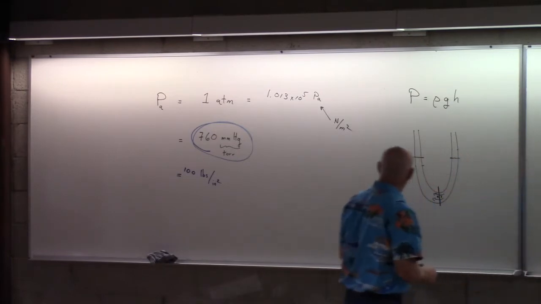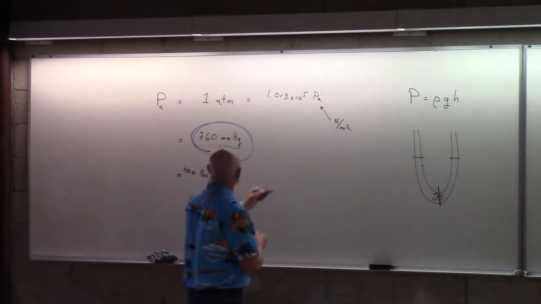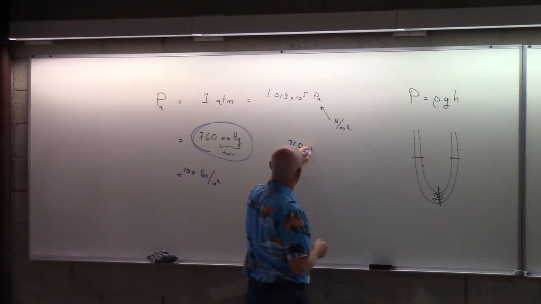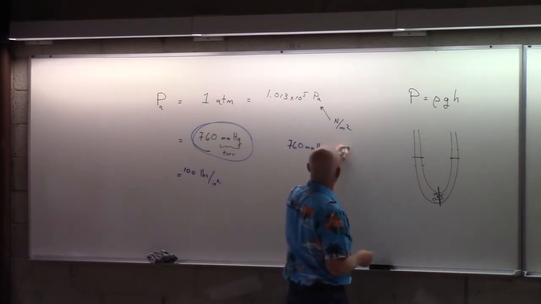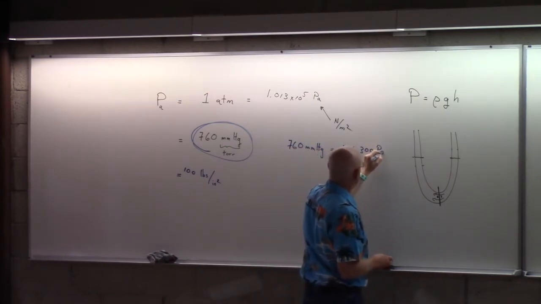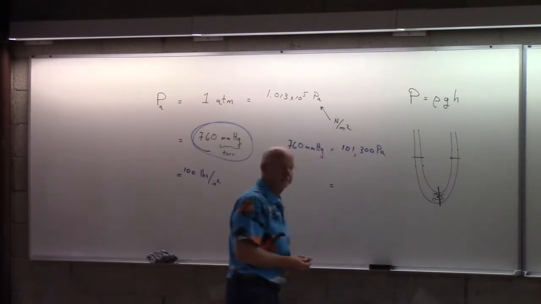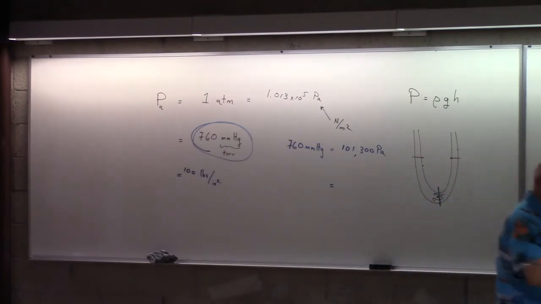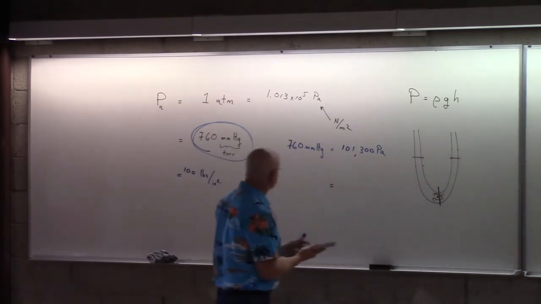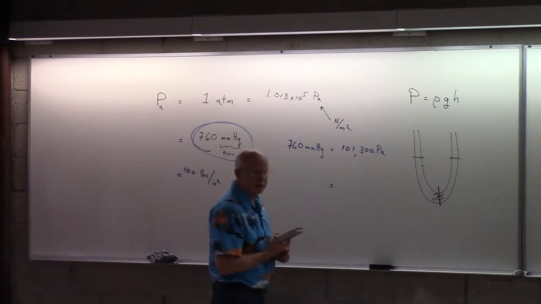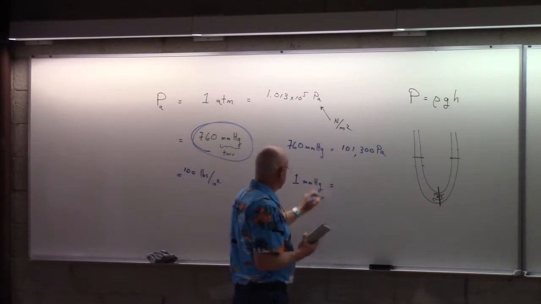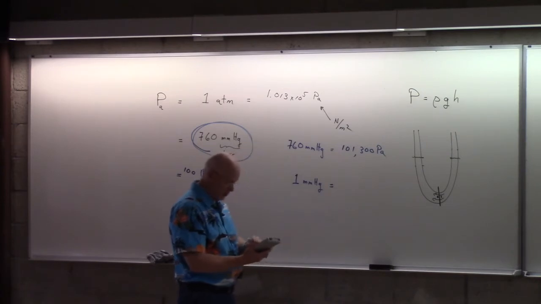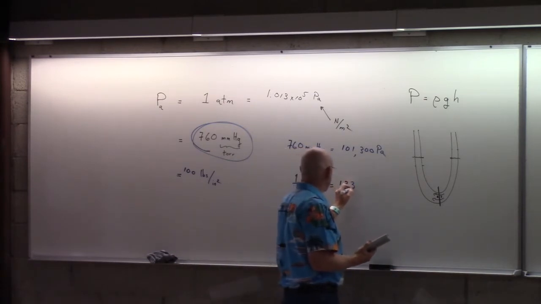And then what you'll need to know is a conversion factor. So as I'm looking at this, it looks like 760 millimeters of mercury are then equal to 101,300 pascals. And that would be my conversion factor. Maybe to keep it a little simpler, why don't I divide both sides by 760? So 1 millimeter of mercury is equal to 101,300 divided by 760, about 133 pascals.